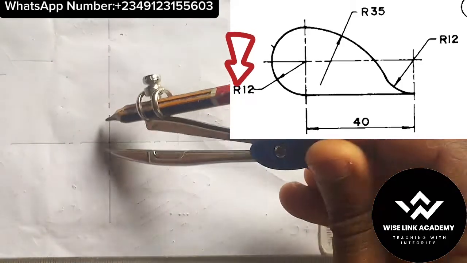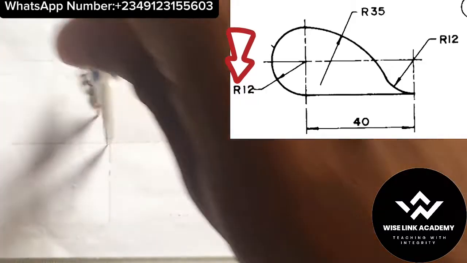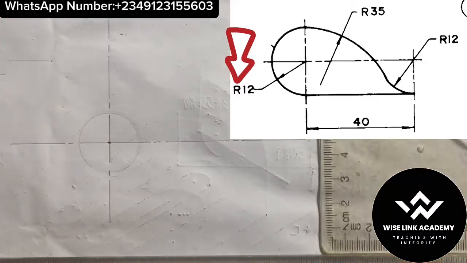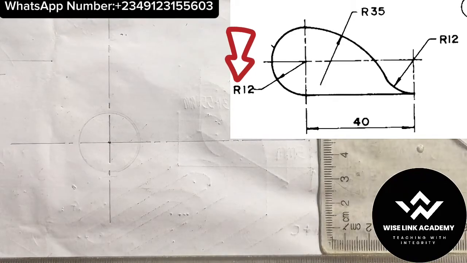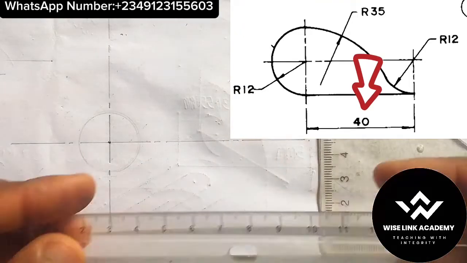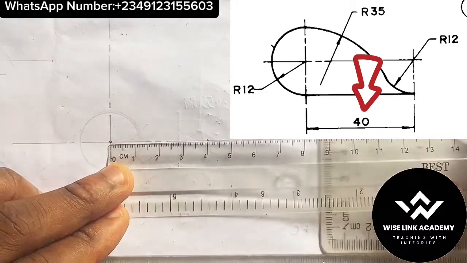So my next task is to come to this point back here, right? I will draw a faint circle first. Faint first. I'm done with the faint circle. What next? Observe that my next task now is that I'm going to measure 40 from here to somewhere here. So measure 40 from here to here has been equal to 40.